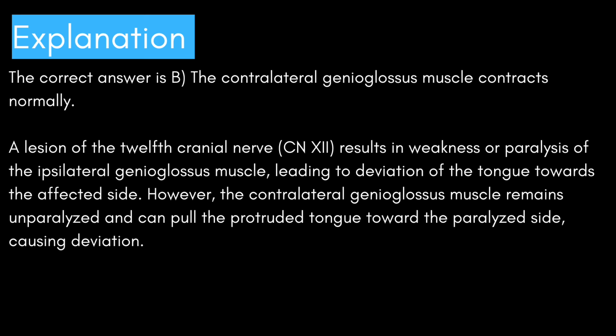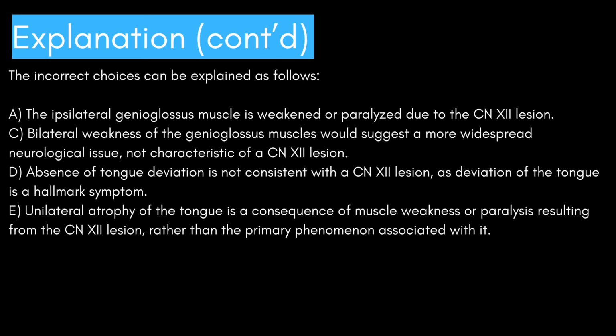All right, let's go ahead and see why the other answer choices are incorrect. The incorrect choices can be explained as follows. A. The ipsilateral genioglossus muscle is weakened or paralyzed due to the cranial nerve 12 lesion. C. Bilateral weakness of the genioglossus muscles would suggest a more widespread neurological issue, not characteristic of a cranial nerve 12 lesion. D. Absence of tongue deviation is not consistent with a cranial nerve 12 lesion, as deviation of the tongue is a hallmark symptom. E. Unilateral atrophy of the tongue is a consequence of muscle weakness or paralysis resulting from the cranial nerve 12 lesion, rather than the primary phenomenon associated with it.